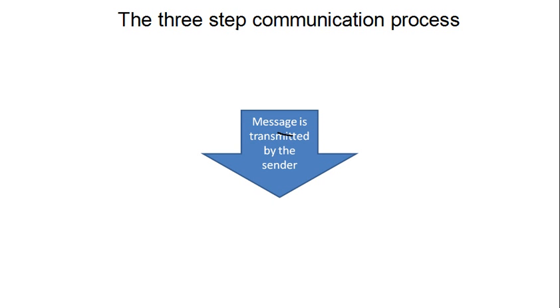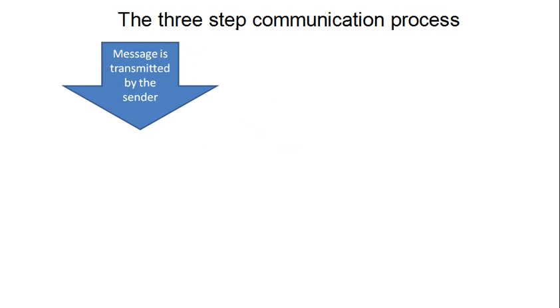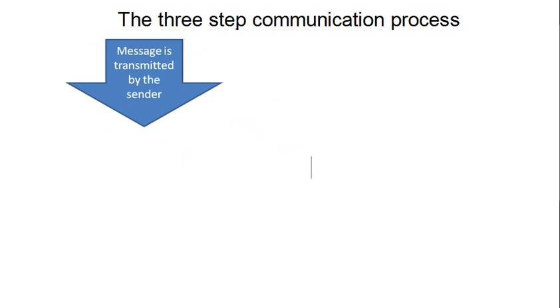Now, the first thing that happens in the communication process is there's a message that's going to be sent by the sender. So there's going to be somebody who has a message that they want to send to somebody else, and they're going to try and send it. Now, this is sort of missing from the arrow that I just copied in, but the message is encoded in a certain format by the sender.